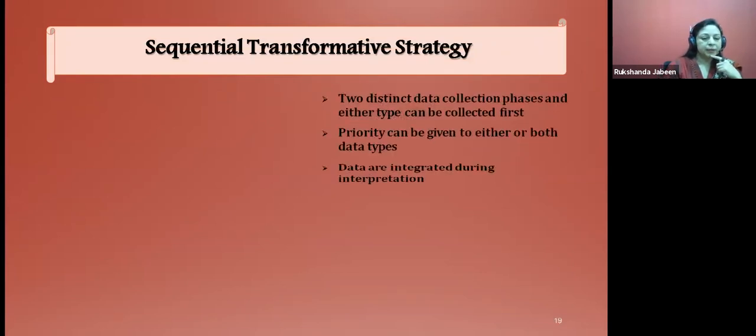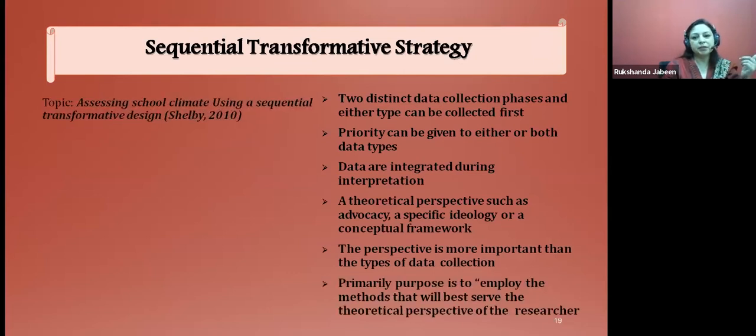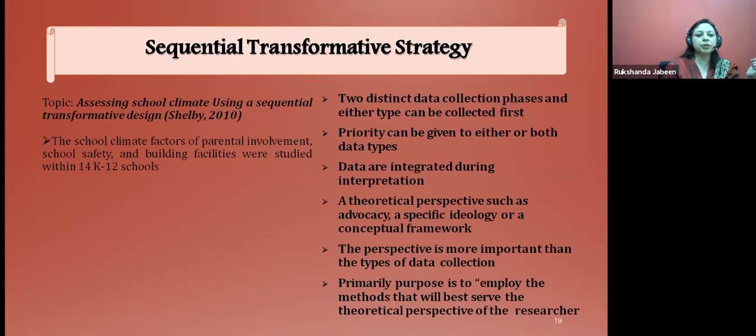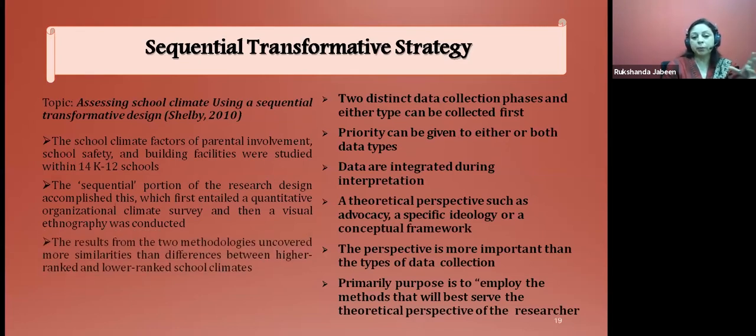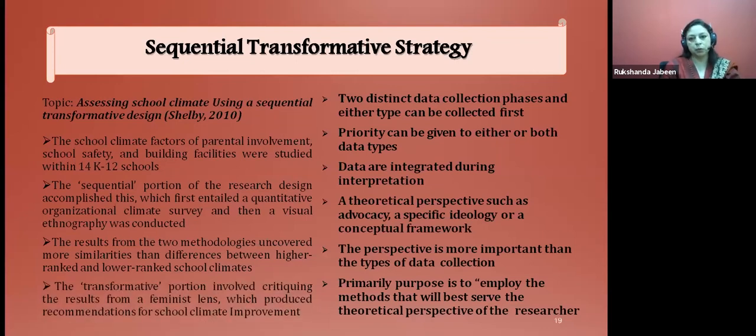Now look at the example of it. In the distinct data collection phases, either type can be collected first: qualitative or quantitative can be collected in the beginning. Assessing school climate using a sequential transformative design. Now the school climate factors, what are those factors? They said it's parental environment, school safety, building facilities. There were studies within 14 schools, and the sequential portion of the research design accomplished it. It first entailed a quantitative organization climate survey, and then it moved to ethnography, which is a qualitative approach. The results from the two methodologies uncovered the similarities and the differences, and it helped them to improve the climate of the particular school.